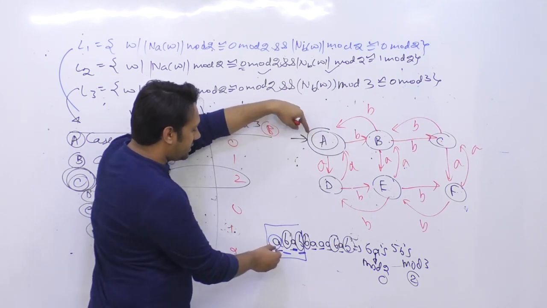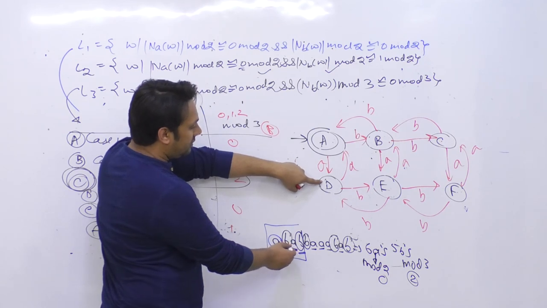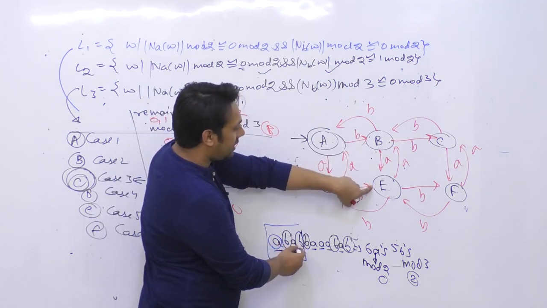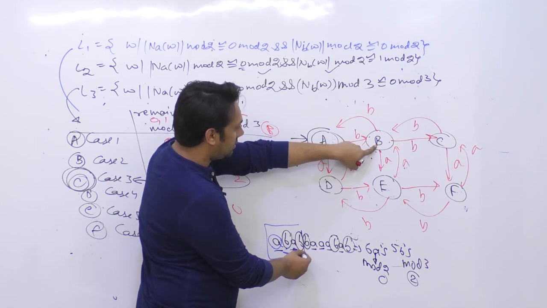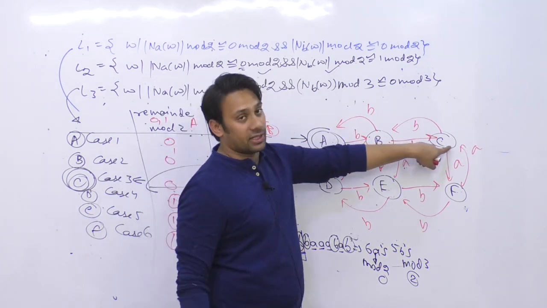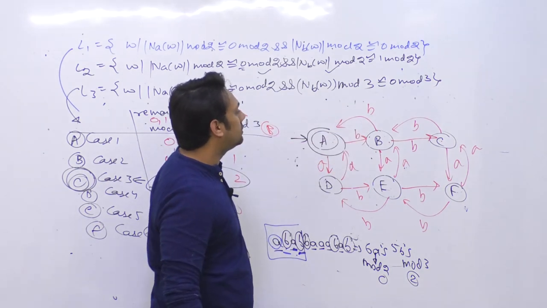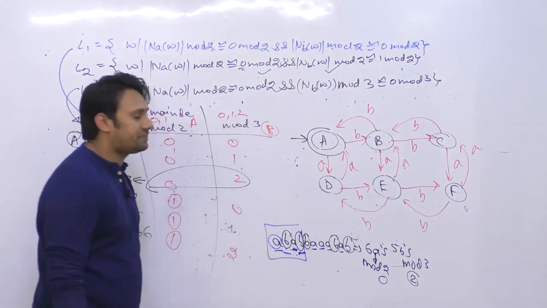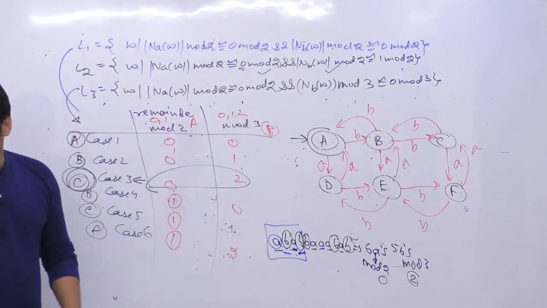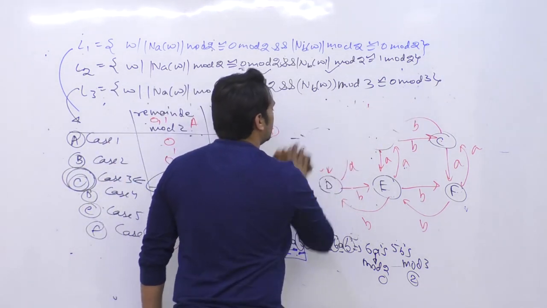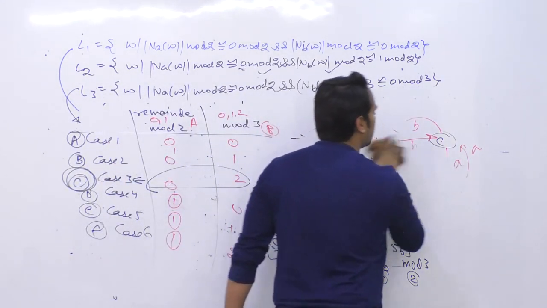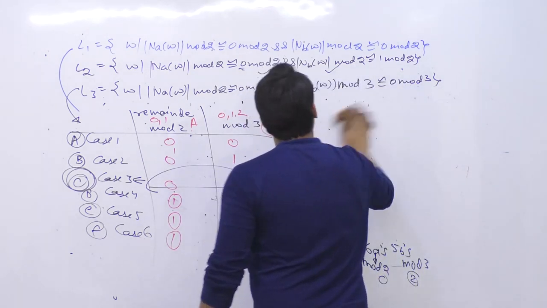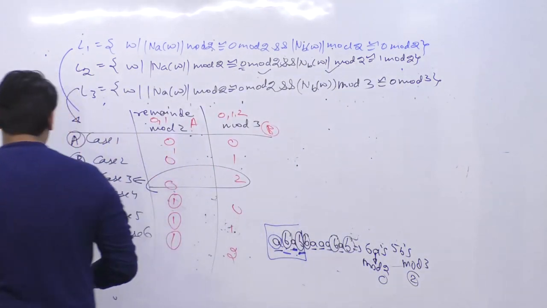Just hold on a second. First A, we went from A to D. Then B, D to E. Then A, E to B. Then B, sorry, when B came we will go to C. Right? Did I make some problem? There's a problem with this diagram. I made the diagram very wrong. I'm so sorry guys. I don't know why I've done this, but I've created a very wrong diagram. But let me do it again.